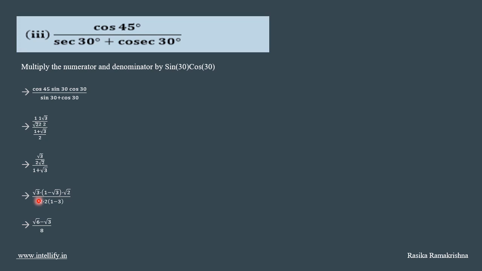So we have root 3 into 1 minus root 3 into root 2, whole divided by 2 into 2 into 1 minus 3. I mean, this is basic calculation. I request you to work it out. So once you do this, you will be left with root 6 minus root 3 whole divided by 8. Okay, this is the third subdivision. I'm sorry that it had a lot of calculation. I wasn't able to cut it short in any way.